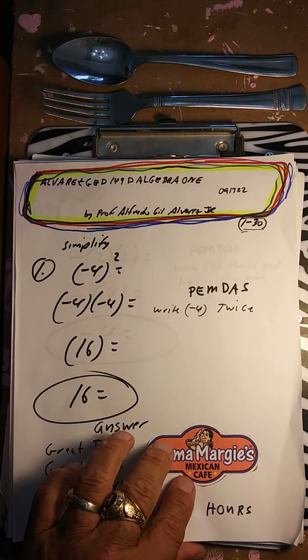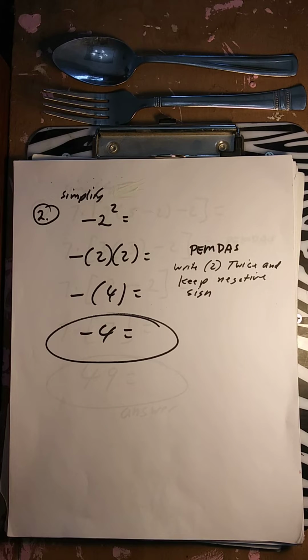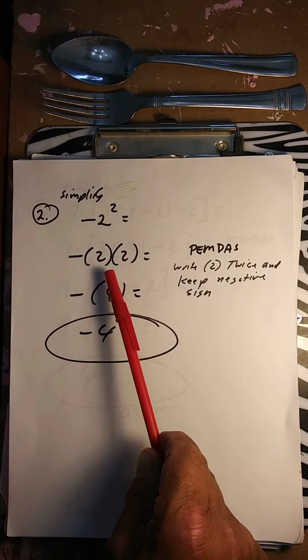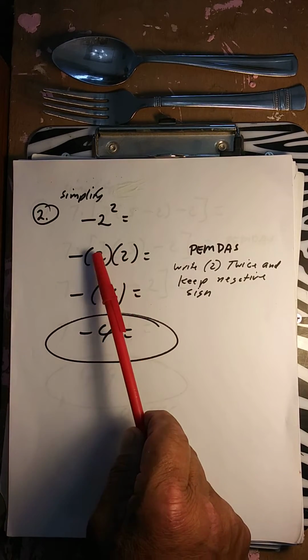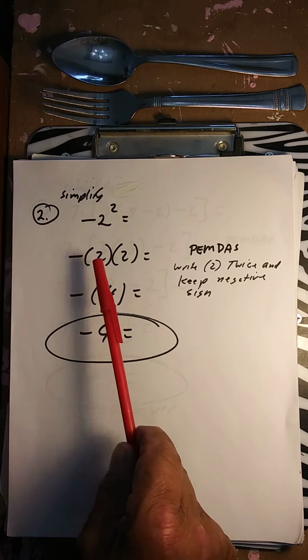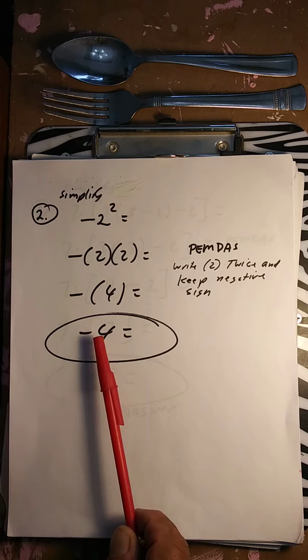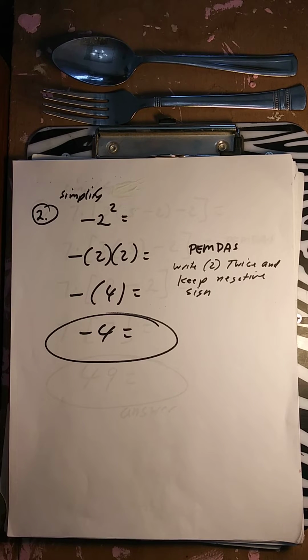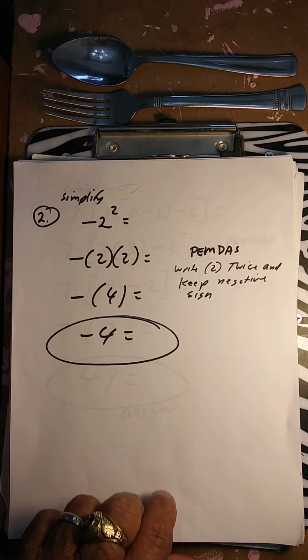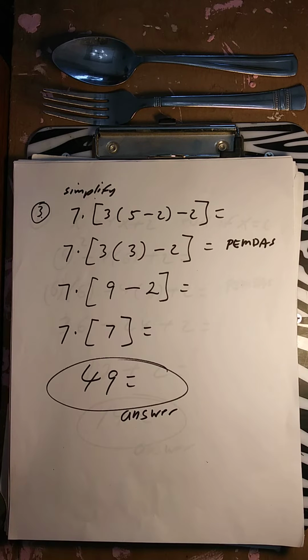All right, let's continue. We're going to do 1 through 30. Number 2. Negative 2 squared. See the negative sign? The 2 doesn't have parentheses, so you're going to go 2 times 2, and the negative sign stays. So 2 times 2 is 4, and that's going to be negative 4. It's a little bit different from the other one. All right, next one.